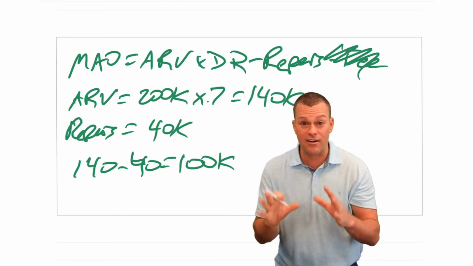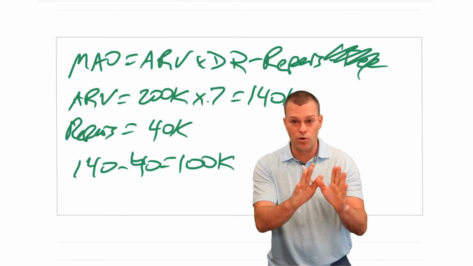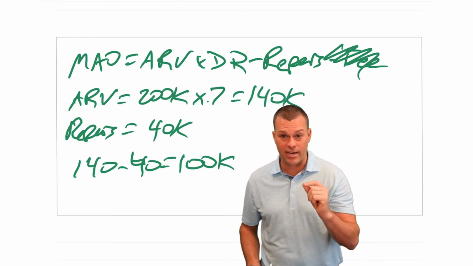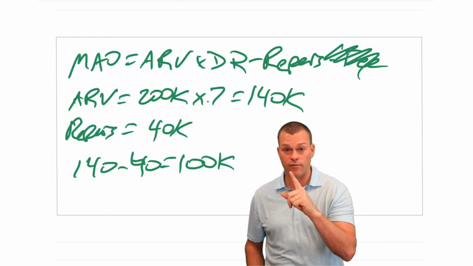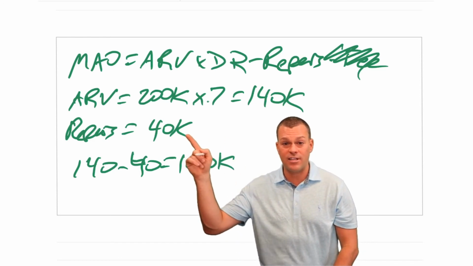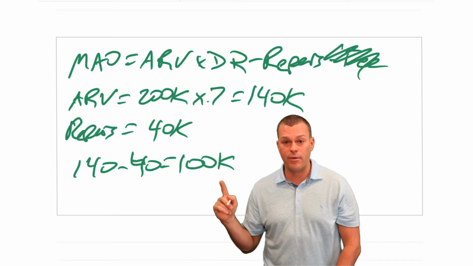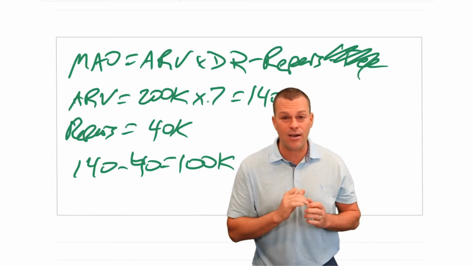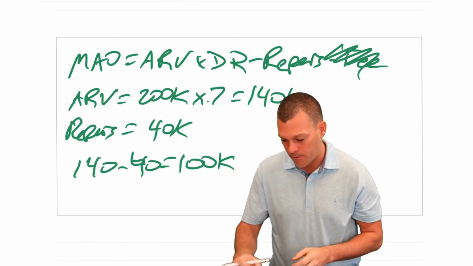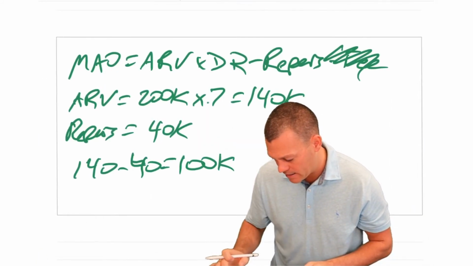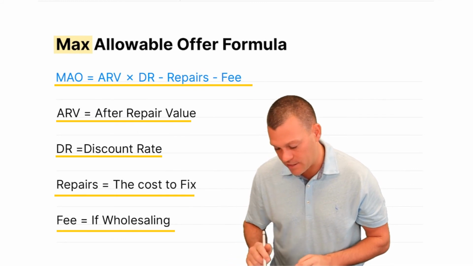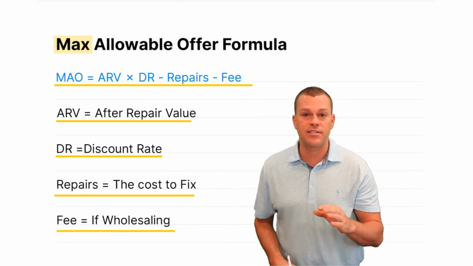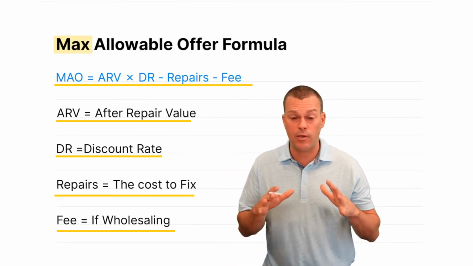So in this scenario where our ARV was 200, we used a 0.7 discount rate. 200 times 0.7 is 140. We then subtracted out 40,000 in repairs. 140 minus 40 puts us at 100K right here, guys. 100K would be our max allowable offer, okay? Now, if I go back to this here, again, we had just talked about this. This is the max offer, the most that we'd be willing to pay.